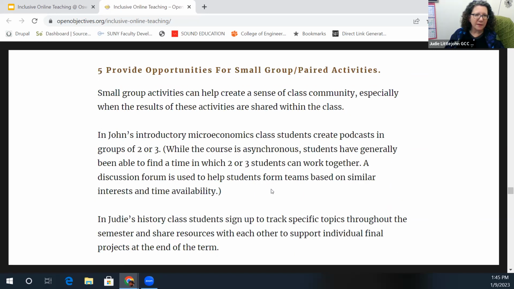All right. And then we go to the small group and paired activities. And this is one of the things that I go around and around with. I've tried different projects over the years, and I want to try to help students find ways to work together. They don't always want to, but we've got two key examples here.